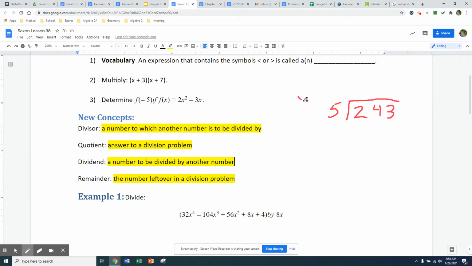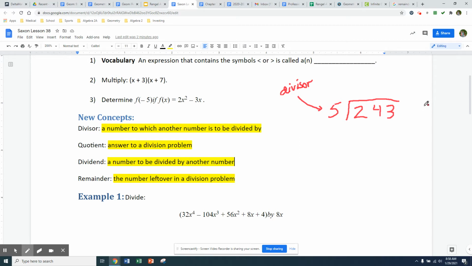First, the divisor. The divisor is the number by which another number is divided. So here, 5 would be our divisor. As we look at our polynomials, we'll be dividing by divisors that are monomials, which only have one term, or we'll be dividing using binomials, which are polynomials that have two terms.